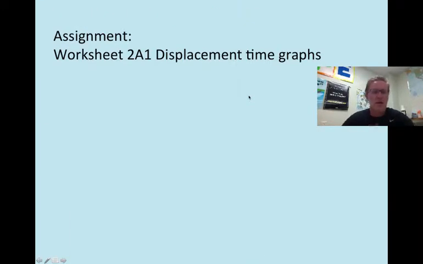As far as assignment goes, you have a worksheet, worksheet 2A1, displacement time graphs, and then you will be ready for the quiz over section 1.